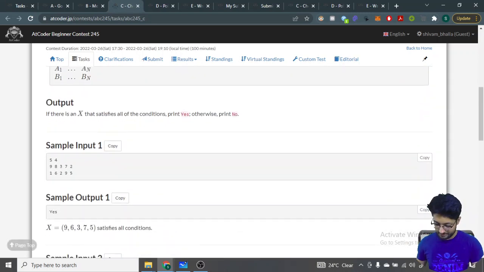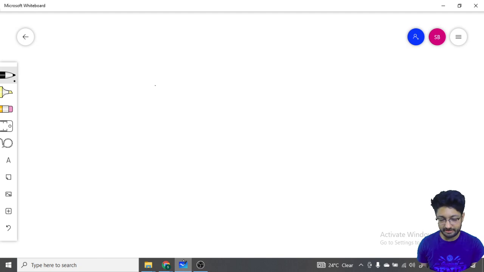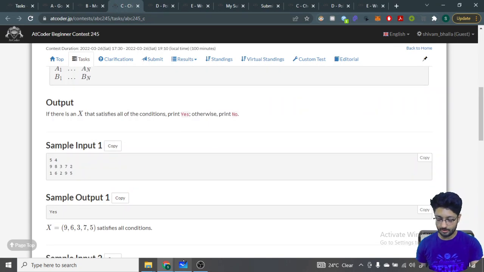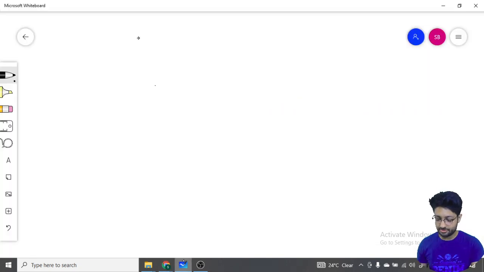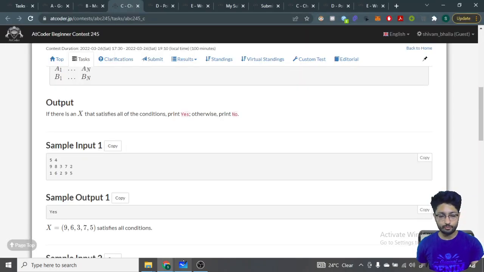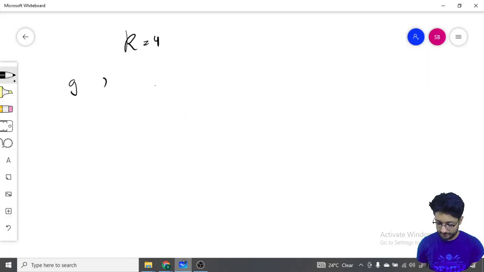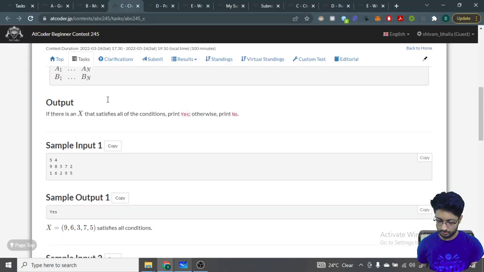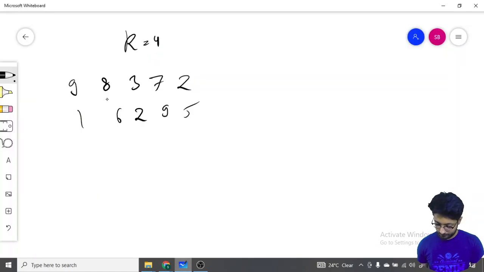That's the whole problem, so I'll explain with an example. Let's take the first example: 5 and 4, so there are 5 numbers and k is equal to 4. Now 4 means that every two consecutive numbers inside the sequence that you want to form differ by less than or equal to 4. So the pairs are 9 and 8, 372 and 372, and 162 and 95.